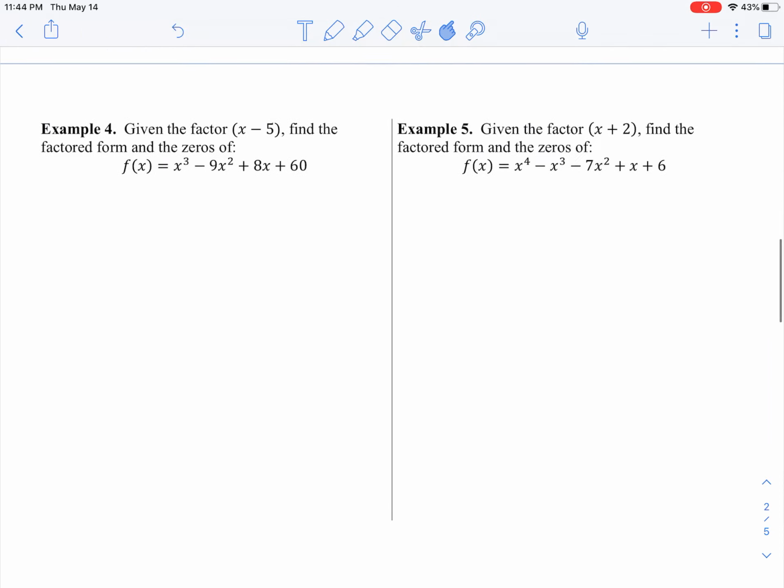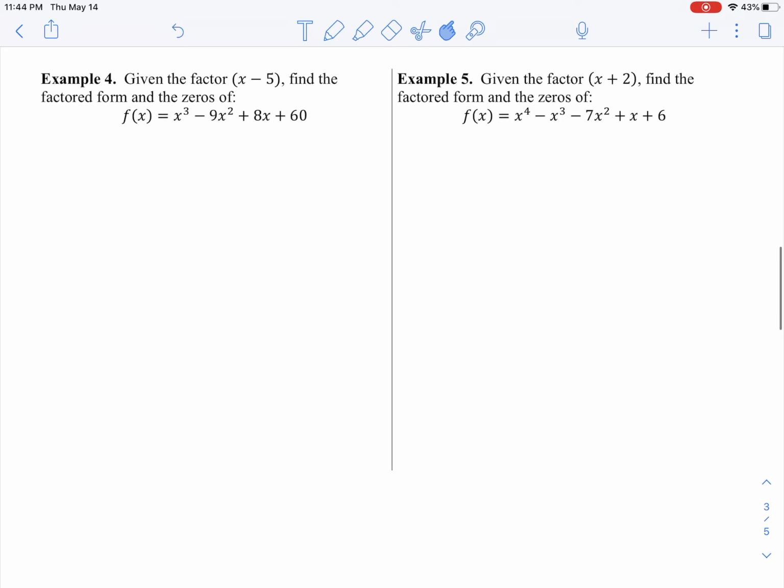So dividing with polynomials, we're going to set it up just like we did our integer example on the previous problem. So we're told that x minus 5 is a factor. Now, if it is a factor, that means we know right off of the bat that it will divide evenly. Okay, and so we're going to use that fact and get this function, f of x, into factor form and then find the zeros. So we'll do x minus 5 divided into x to the third minus 9x squared plus 8x plus 60.